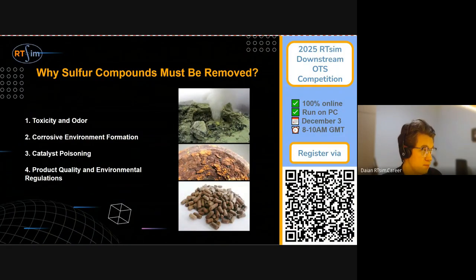And ensure product quality and environmental regulation compliance. Sulfur compounds deteriorate the quality of fuel gases and increase emissions, and they are restricted by environmental standards all over the world. Desulfurization ensures compliance with clean fuel specifications and air quality regulations, and removal of sulfur compounds improves product quality and reduces environmental pollution.